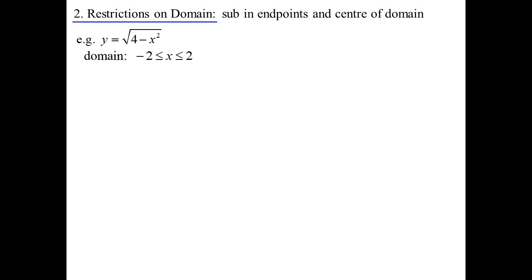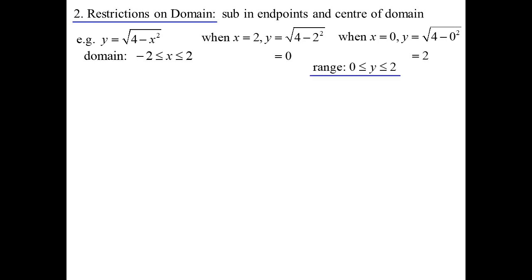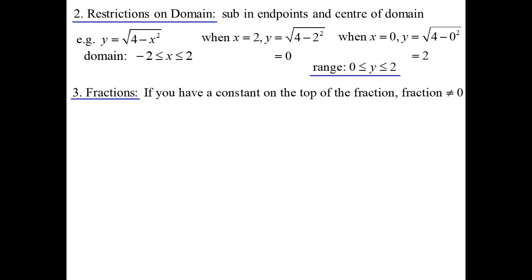And it gets you a feel for, righto, I think this function's going between these values. So back to the square root of 4 minus x squared, we said the domain was in between minus 2 and 2. Well, if I sub in 2, I get the answer 0. I didn't bother with negative 2 because I'm squaring, so it's going to give the same answer anyway. Sub in 0, I get 2. So I'm pretty confident this range is going between 0 and 2.